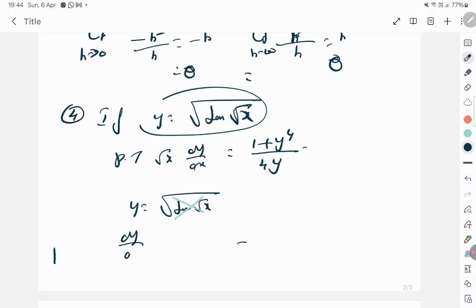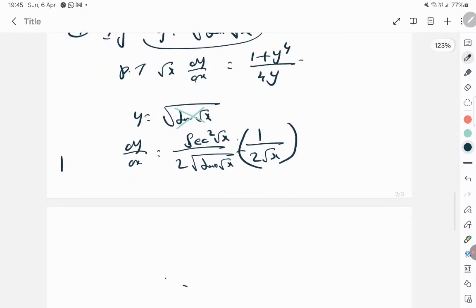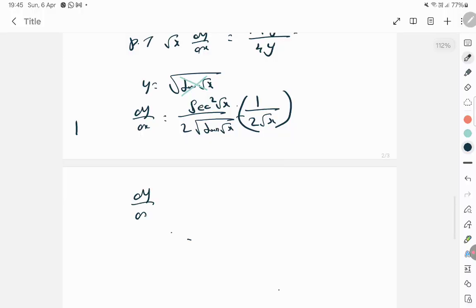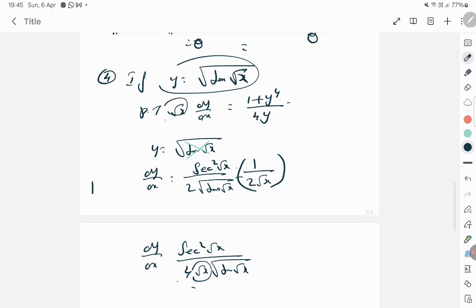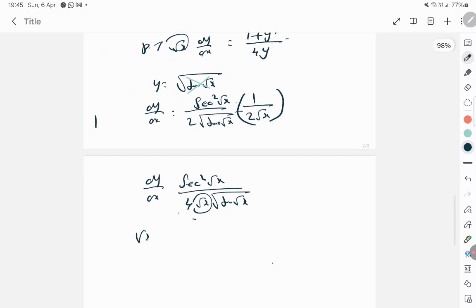So dy by dx itself is 1 by 2 into root of tan root x, and tan root x differentiation is secant square root x, and root x differentiation is 1 by 2 root x, with the multiplication symbol. So therefore dy by dx is secant square root x by 4 root x root of tan root x. The root x is brought to the left side. So root x into dy by dx therefore is secant square root x by 4 root of tan of root x.